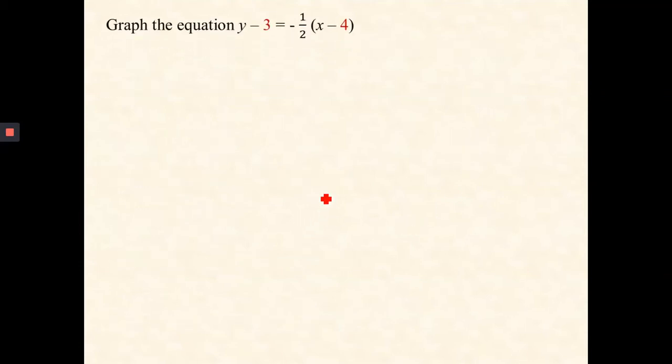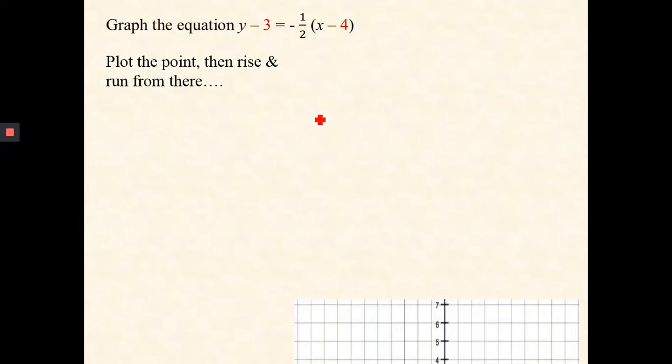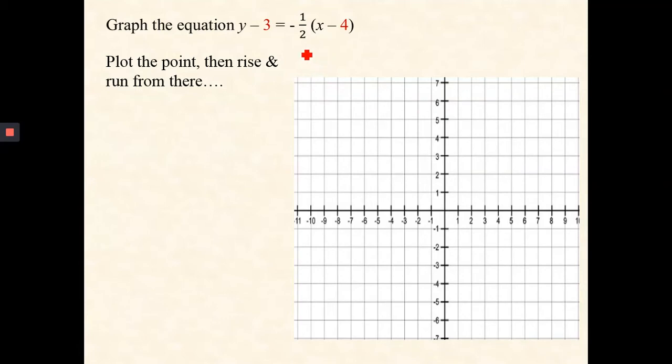Okay? This time, let us try to graph this equation. The equation is y minus 3 equals negative 1/2 multiplied by the quantity x minus 4. Okay? So in order to graph the given equation, we need to know first your slope. So based from the given equation, our slope here is this one. So your m is equal to negative 1/2.